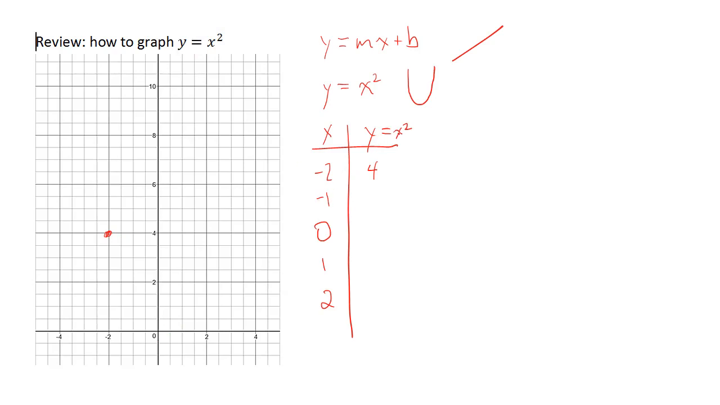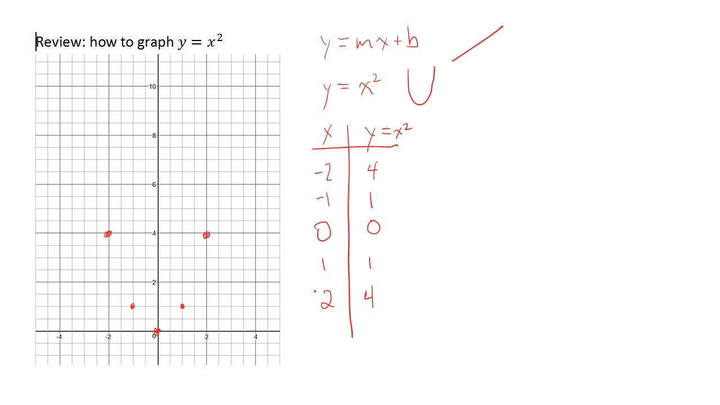Now (-1)² is +1. So (-1, 1). There's another dot for us. 0 times 0 is 0. So (0, 0) is on our parabola. 1² is 1, so we can go to (1, 1). And 2², 2 squared is 4. So (2, 4). There's another dot on the parabola.